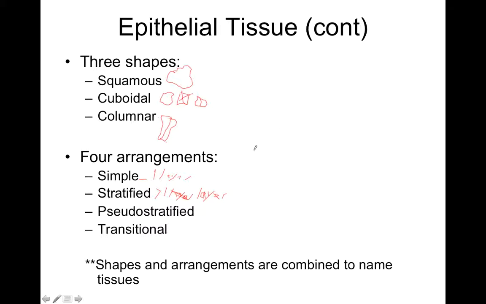When we name our tissue, we name that by naming the arrangement with the shape. So for example, we can have simple squamous.